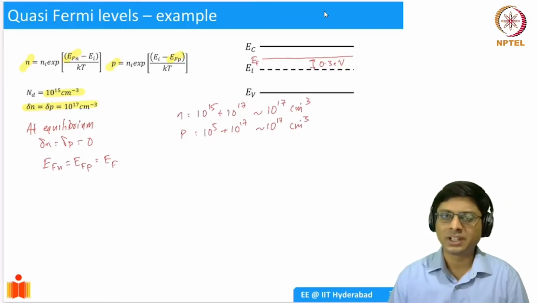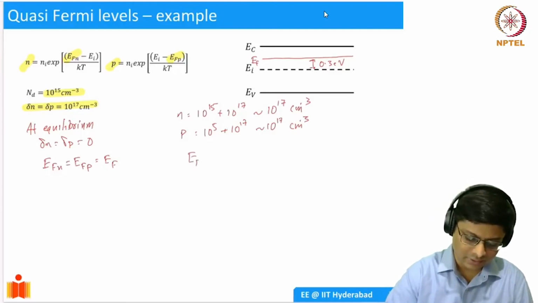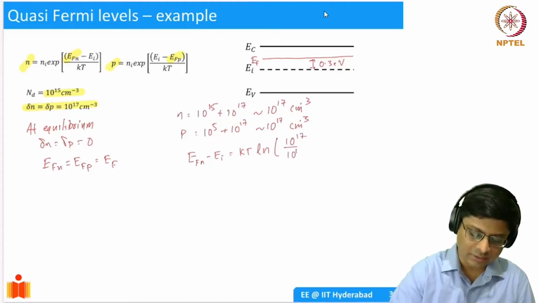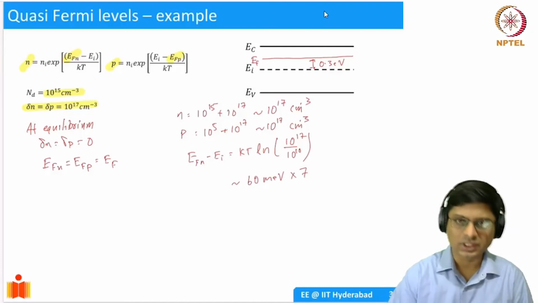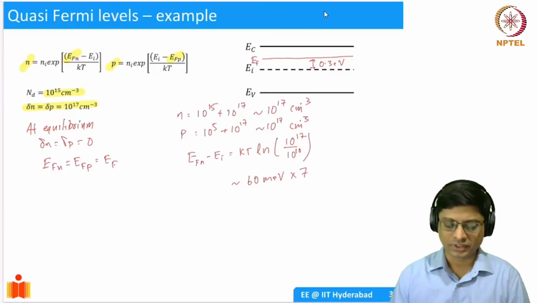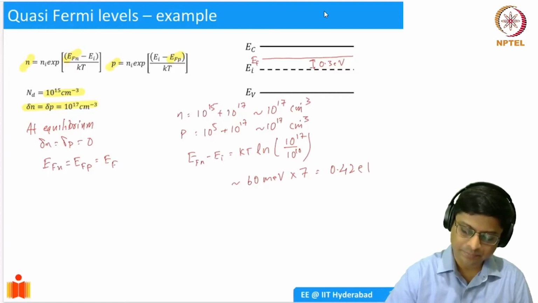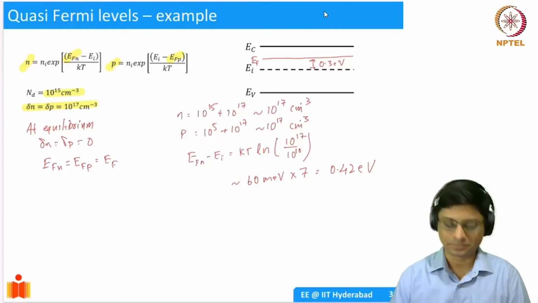Now, where will the quasi Fermi level be? We use the same approach as we took for the regular Fermi level. So EFN minus EI equals KT ln of 10 power 17 divided by 10 power 10. We saw that that will turn out to be approximately 60 meV times 7, since it is a 7 orders of magnitude change in the carrier concentration. So that will be approximately 0.42 eV. So the quasi Fermi level for electrons is at 0.42 eV from EI.